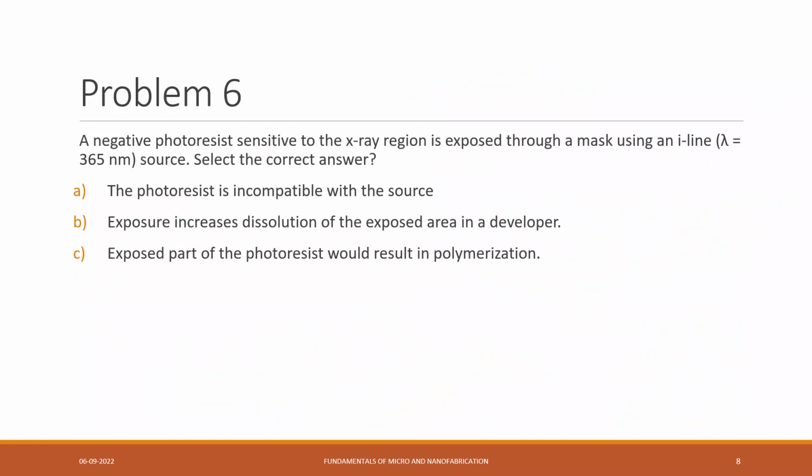Okay. So this is a question on photoresists. A negative photoresist sensitive to the X-ray region is exposed through a mask using an i-line source. The i-line source here means a lambda equal to 365 nanometer source. We have to select the correct answer. Which one of them is true? You have to see which of the following properties is correct for such a photoresist.